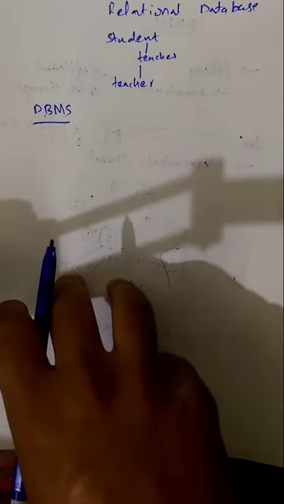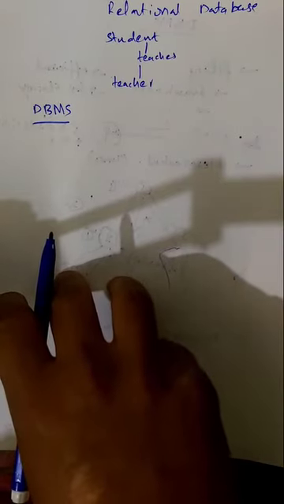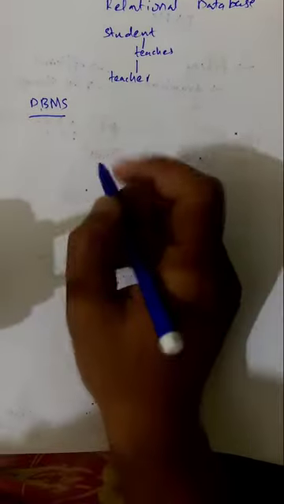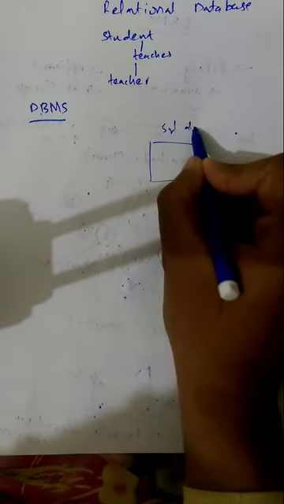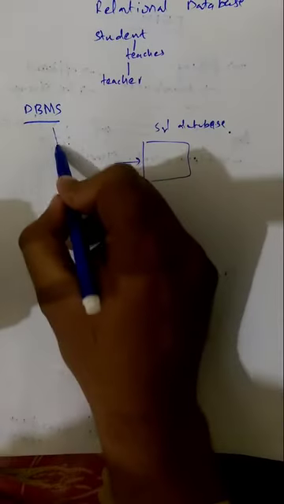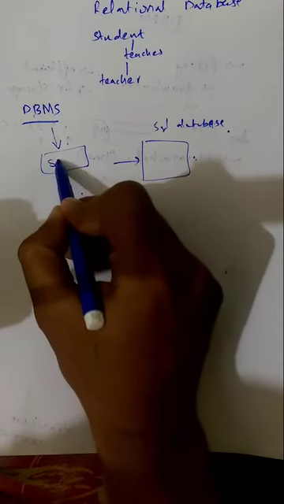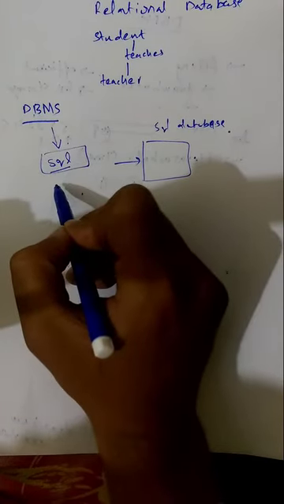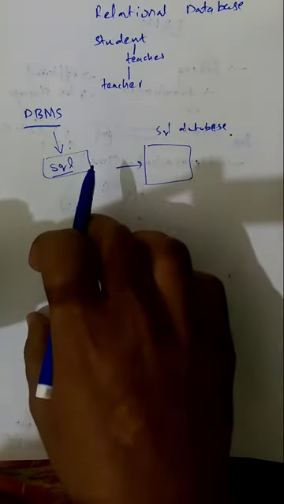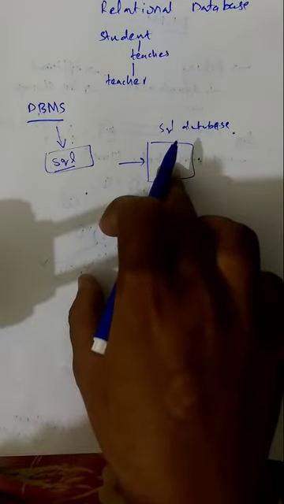DBMS is basically software that manages databases, through which we can query the database. For example, this is a SQL database, and we want to query something from it using some kind of language. This DBMS provides us a special language called SQL, structured query language, that gives us the facility to access those databases efficiently.